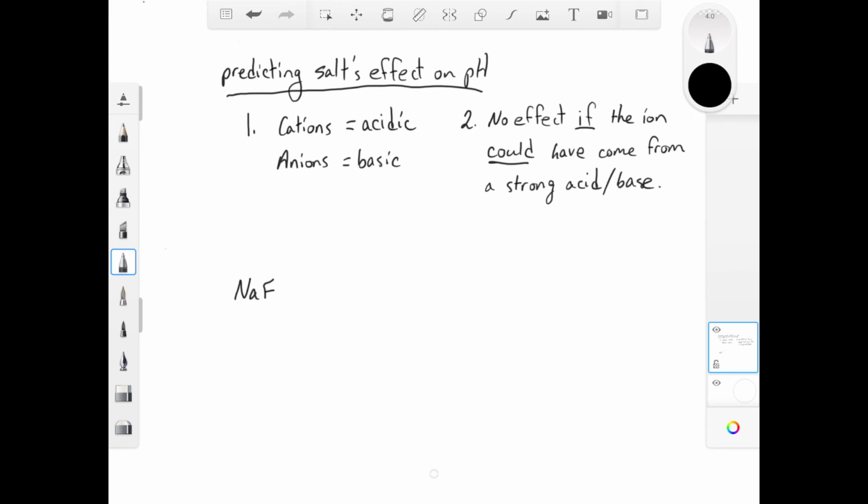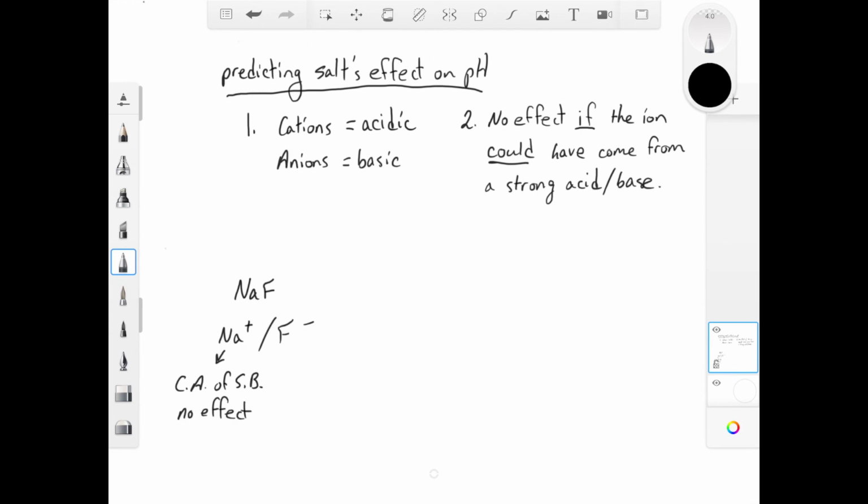For our next example, let's look at sodium fluoride. When you put this into solution, it'll split up into sodium ions and fluoride ions. And from here we apply our rules. Cations are acidic, anions are basic. So we have an acidic part and a basic part, and then we go to rule number 2. There's no effect if the ion could have come from a strong acid or base. The sodium ion could have come from sodium hydroxide, which means it could have been the conjugate acid of a strong base. So there'll be no effect.